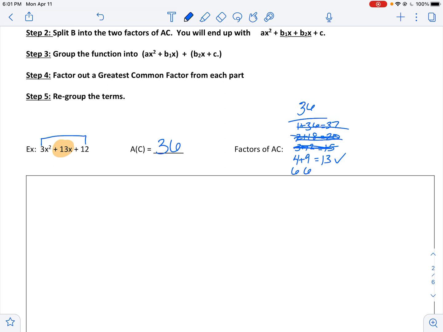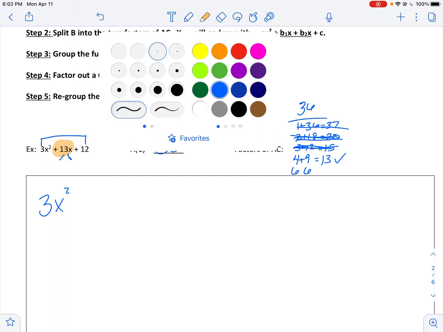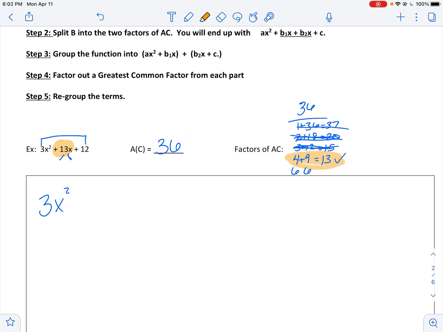And once I've identified what two numbers to use, I'm going to rewrite this. So I'm going to write 3x squared. And now this 13x, I'm going to split that up into 4 and 9. So 13x, let's call that 4x and 9x. So I can say 13x written as 4x plus 9x.